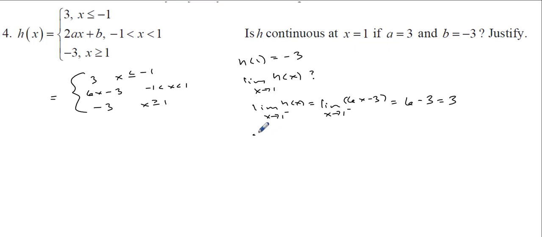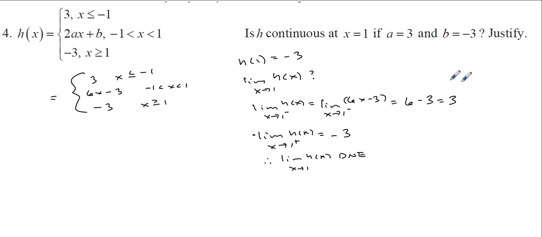Let's see what the limit from the right is. Limit as x goes to 1 from the right of h of x. The numbers are bigger than 1. What's the limit? -3. Okay, does the limit exist? No. So we can say, therefore, the limit as x goes to 1 of h of x does not exist.